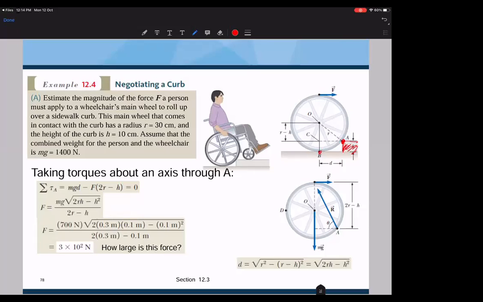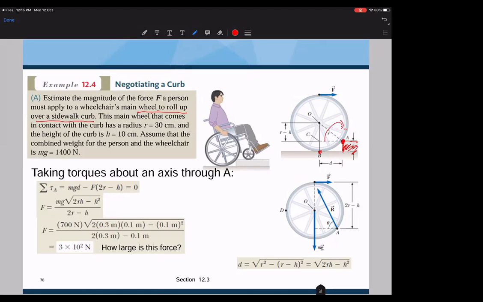The person is trying to have the wheel rolling up over a sidewalk curb. So he is trying to basically lift the whole armchair and then go over the curb at the point A. So we are trying to determine what is the equilibrium breaking point. So it is the edge of the equilibrium, if you like.